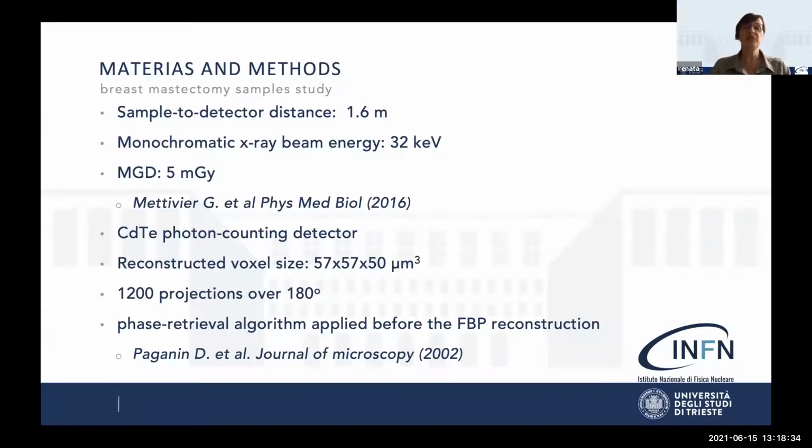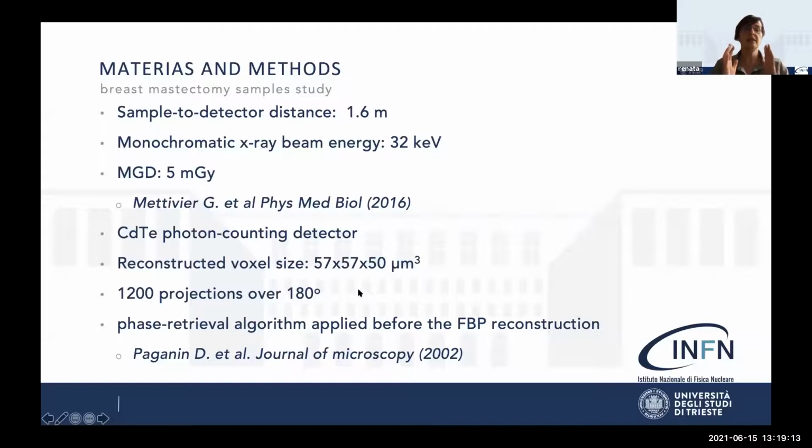5 milligray because it is more or less 2 times the maximum dose associated to the single view mammography. Which means that we are in the range of clinical mammography in terms of dose. Cadmium telluride photon counting detector, the reconstructed voxel size is 57 by 57 by 50 microns. So we are working with a very small voxel size, much smaller than the cone beam breast CT systems that are on the market.